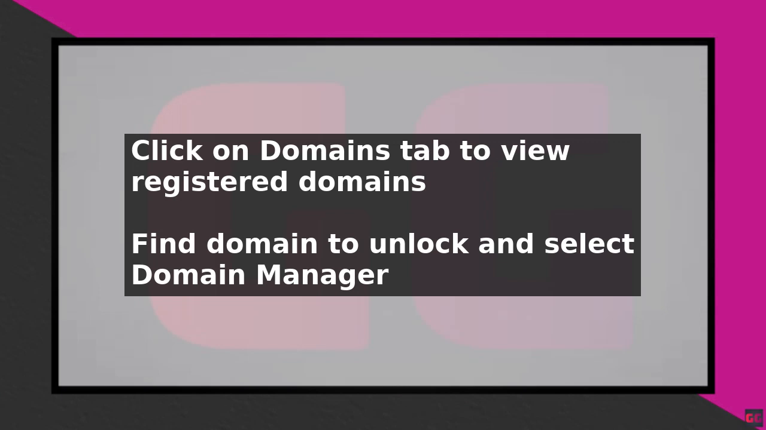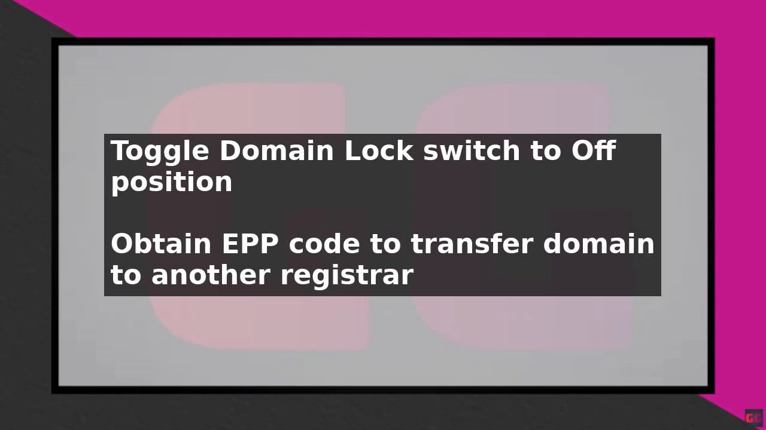After you have unlocked your domain, you will need to obtain the EPP code, also known as the transfer code, which is required to transfer your domain to another registrar. To get the EPP code, go back to the Domain Manager and scroll down to the Additional Settings section. Then click on the Get EPP Code button.